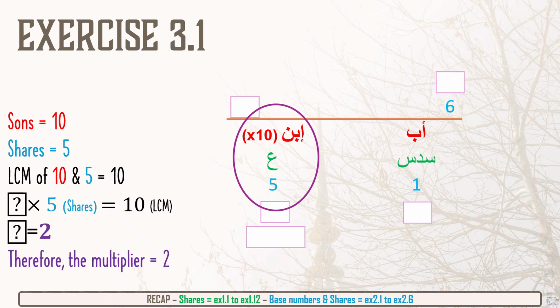So I'll say that one more time. We want the LCM, so we have to think what number times the current shares, which is 5, will give us the LCM, which is 10. And that number is 2. Therefore, the multiplier is 2.